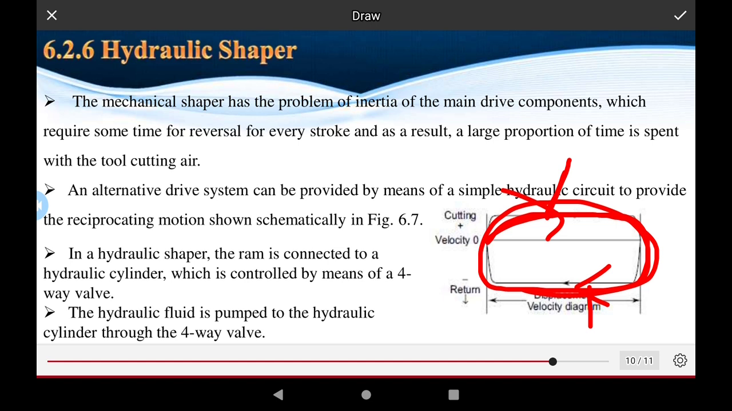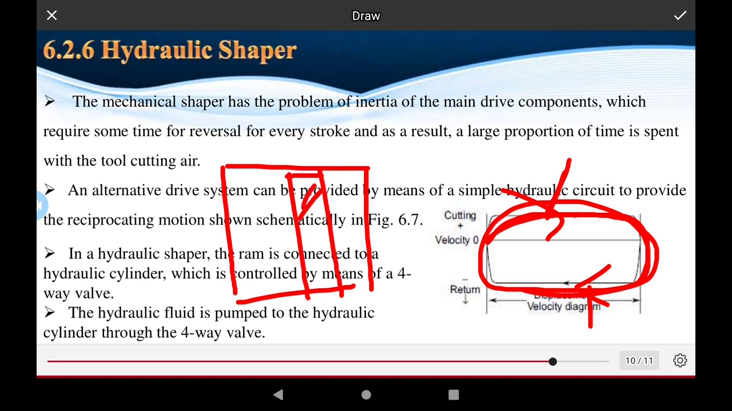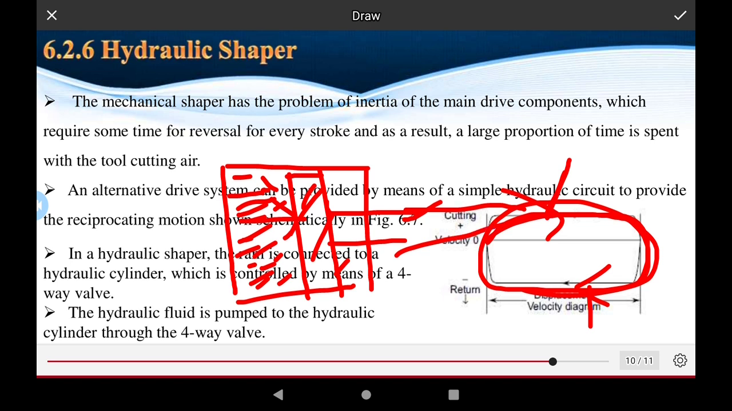The arm is connected to the hydraulic cylinder. Suppose this is the hydraulic cylinder, and this is the piston. This is the piston acting, and this is filled with fluid. The fluid provides thrust force on the piston, and this is the rod connected to the tool. Thrust force is acquired from the hydraulic fluid pressure acting on the piston.